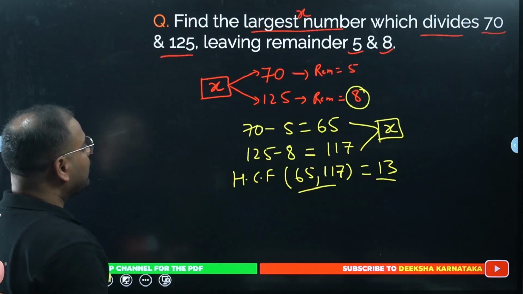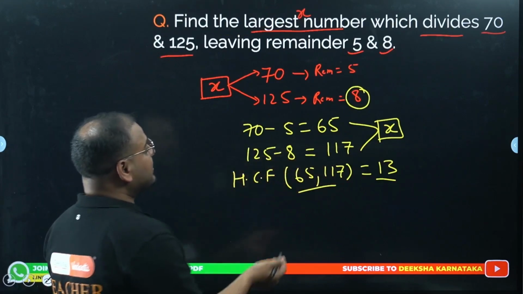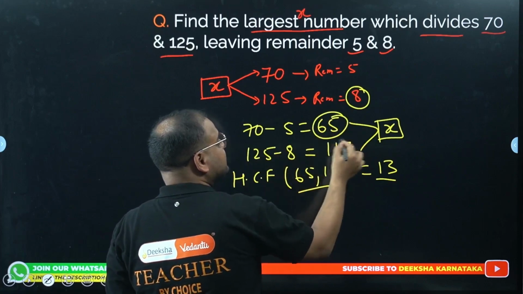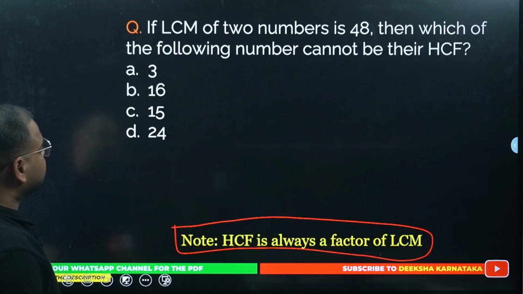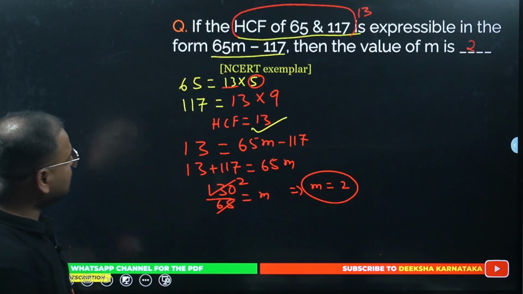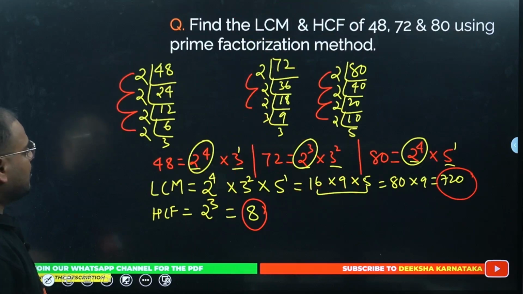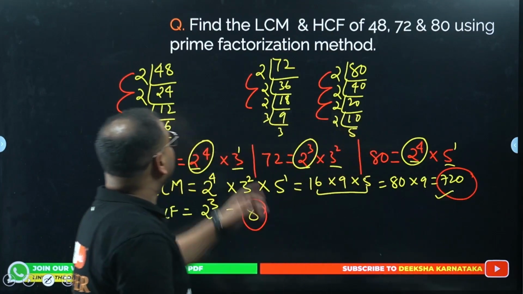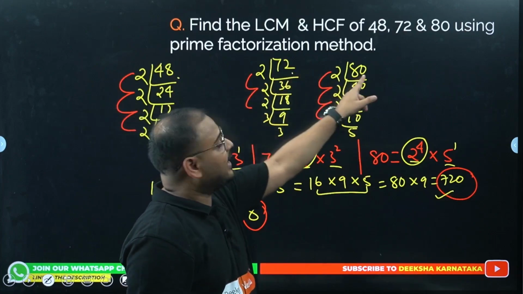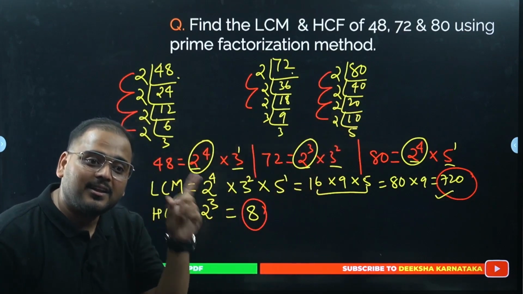Let's check. What was HCF? 13. 13 is always smaller than 65 and 117. If you take LCM, go back, check. No need, no hurry. What is LCM, sir? LCM we have not taken here, some other question we'll take. What is LCM, sir? LCM is 720. Is it greater than 48, 72 and 80? Yes. So LCM is always greater than the numbers.